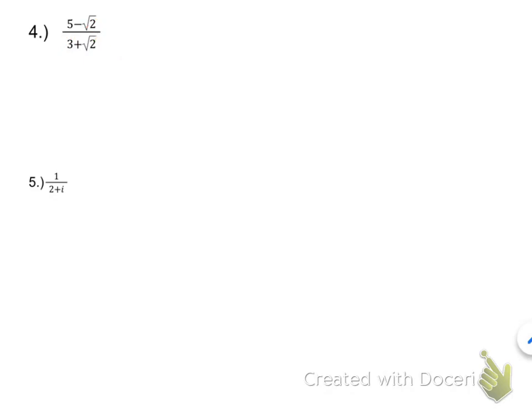So instead, I need to multiply the top and the bottom by the conjugate. What's the conjugate of the bottom? Remember, it's the same bottom, but switch the sign. So it's 3 minus square root of 2. What you do to the bottom, you do to the top. Then you have to FOIL the top and the bottom. Foil the top, foil the bottom.